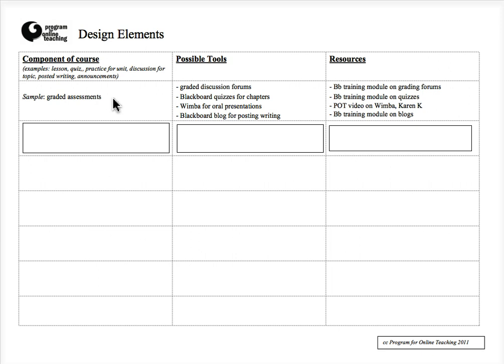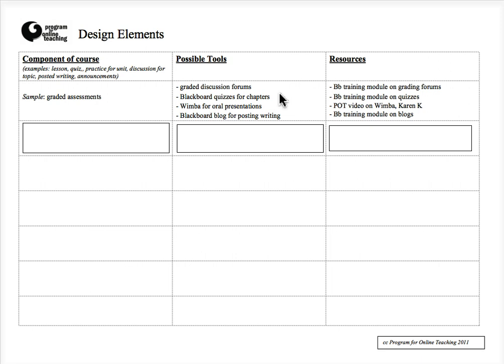So the example here is graded assessments. We want some tests or quizzes. Some possible tools: it might be possible to grade discussion forums and have assessments that way. We might want Blackboard quizzes for the chapters to make sure they did the reading. We might have something like Wimba for oral presentations that they would need to use to get those to us. Maybe a blog, perhaps in the course management system in Blackboard for posting their writing.